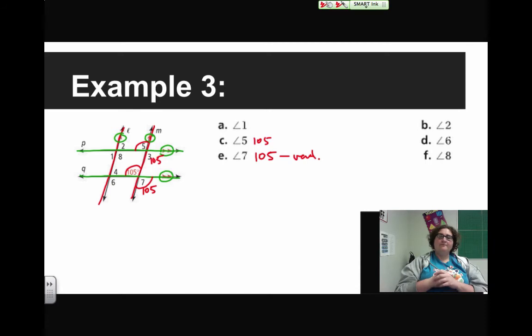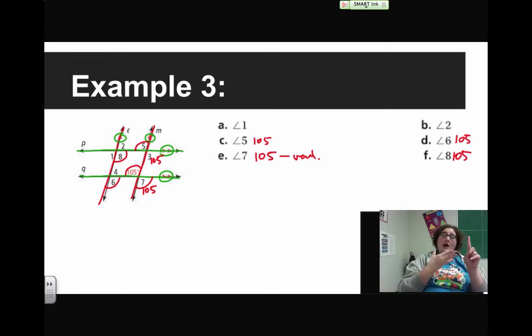Okay, let's see. I also know that angle 5 is congruent to angle 8 by alternate interior angles. So this is 105. And I know 8 is congruent to angle 6 by corresponding angles, so 105. And now they want angles 1 and 2. Now I know angle 1 and 2 have to be congruent to each other, but they also are supplementary. Angle 2 and 5 here are supplementary to each other, so if 5 is 105, that makes angle 2 75. And that means angle 1 by vertical angles is also 75.